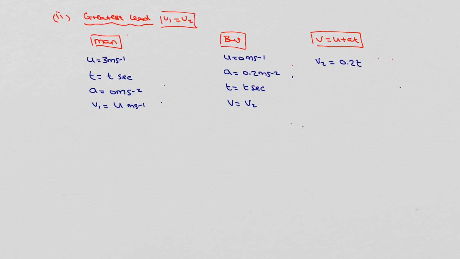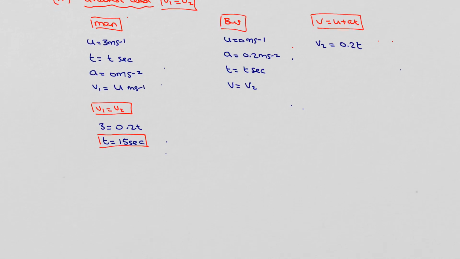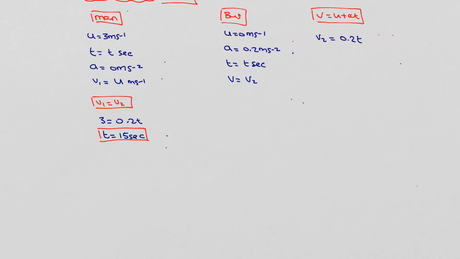And at the greatest lead, V1 will equal V2. So we'll end up with U, which is 3 meters per second, is equal to 0.2t. So in other words, the time at which they have the greatest lead will be 15 seconds. So we need to know, well, how far has the bus travelled in that time, and how far has the man travelled in that time?